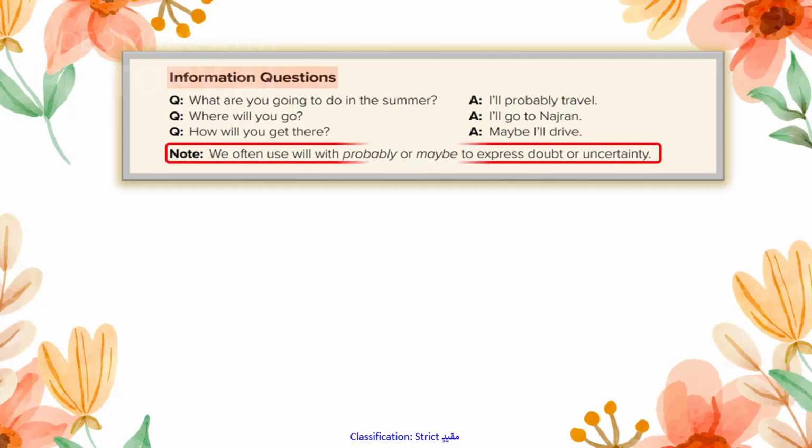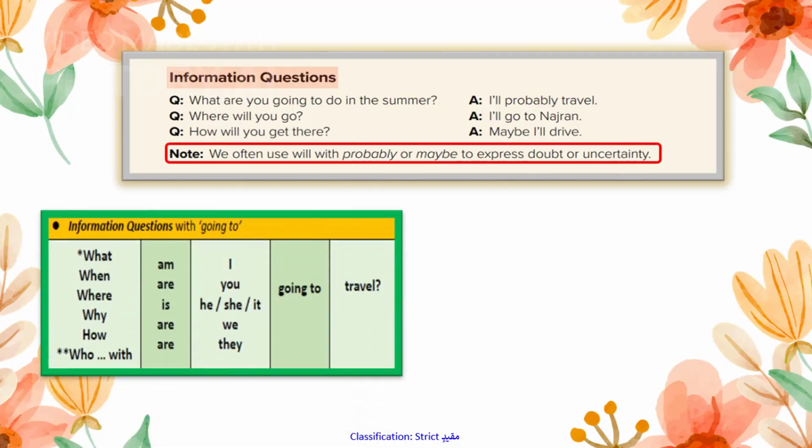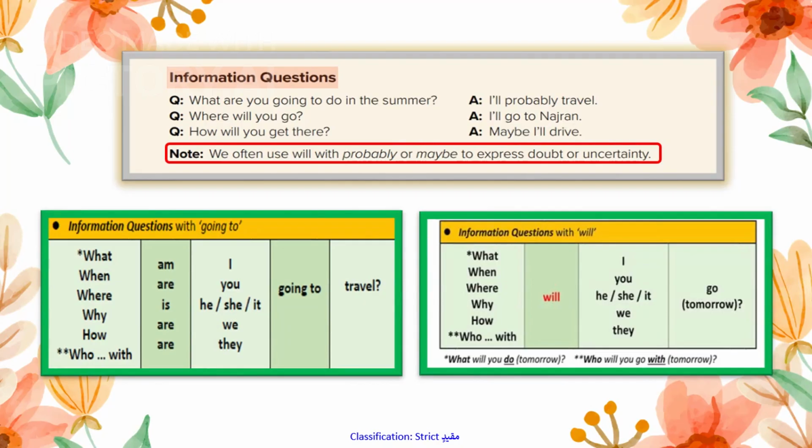Information questions often include probably or maybe to express uncertainty. These words add nuance to our questions, allowing us to explore possibilities and express doubt.